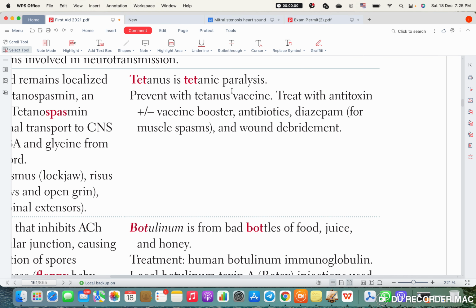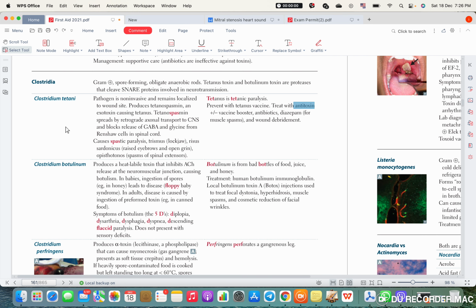Tetanus is tetanic paralysis. Prevent with tetanus vaccine. Guys, I took the tetanus vaccine last time, I don't know, 3 years ago. Should I get revaccinated now? I should not? Well, how often do we give the tetanus vaccine? Yep, every 10 years. Good. So, prevent with tetanus vaccine, treat with antitoxin, and vaccine booster. Also, you can use antitoxins in case of tetanus.